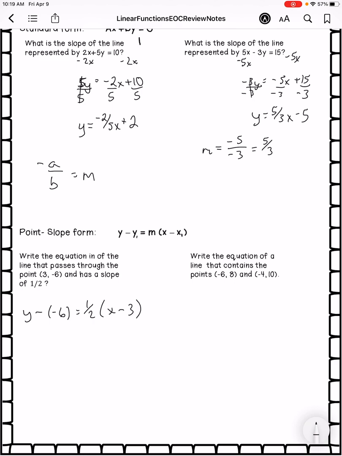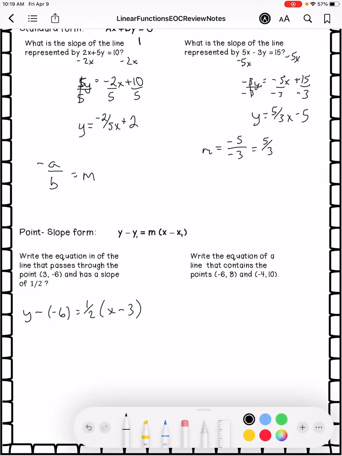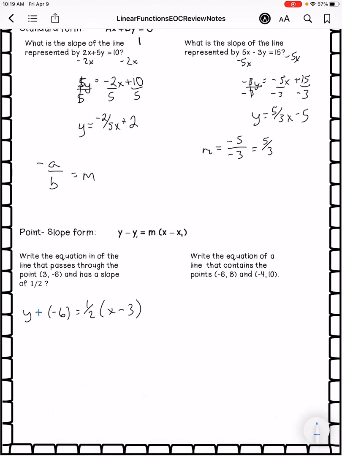All right, what I need to do over here is I need on the left side to get rid of the parentheses. And to do that, we can add the opposite. So we would change this to a plus and this to a plus, which makes it y plus 6 equals 1/2 in front of x minus 3.